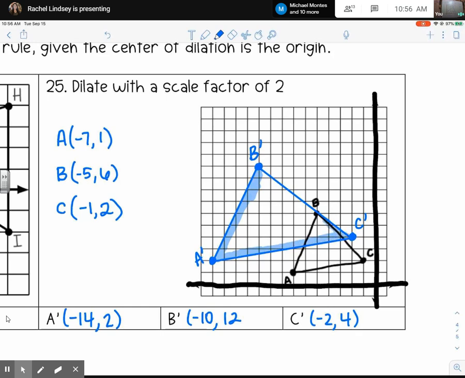How did you even find 10, 12 off of the regular B? So then how do you know where to mark B prime? Oh, it's gonna be negative 10, 12. Oh, anyway.